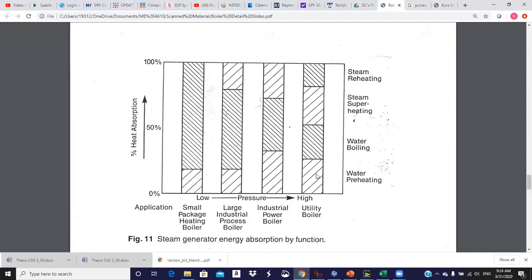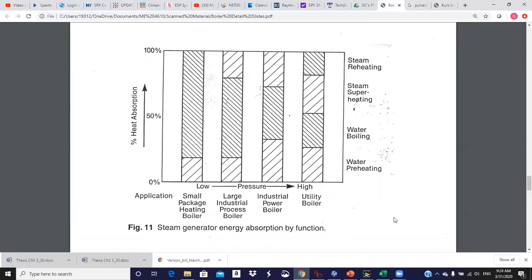this is water preheating. So you see, a small package boiler, you do some preheating and you spend all the rest of your energy just making saturated steam. Process boilers, you still got to heat it. Saturated steam, you may do some superheating. Industrial power boiler, just a difference in distribution amongst the percents of heat transfer, and then the utility boiler. So that's of some interest.